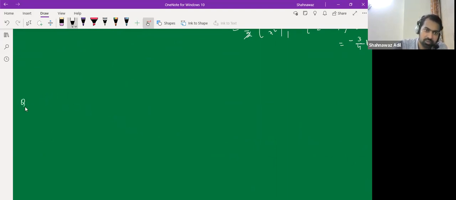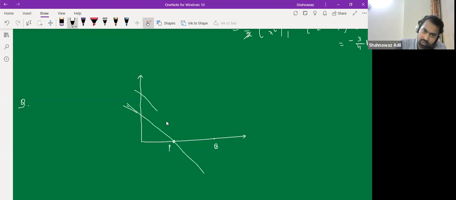Okay, so we have these points. Let me draw a bigger diagram. So we have 2 points P and Q, right? And this is the electric field. Sorry about my drawing.